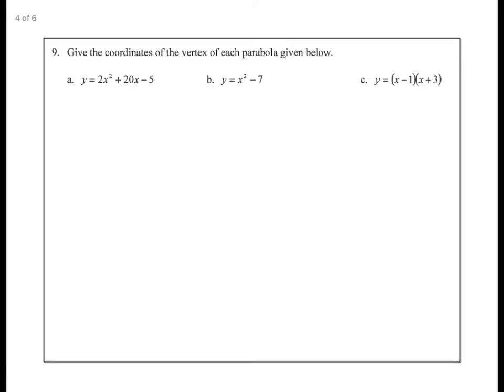Number 9 asked for the coordinate of the vertex for each parabola. Now these are in different forms. A and B are in standard form, and C is in factored form. If you think back to standard form, we had a really short formula that we used to help us find the axis of symmetry. Remember, the axis of symmetry is important. It tells us the x value for our vertex. So that is x is equal to negative b, or the opposite of b, over 2a. So for 9a and 9b, I'm going to have to use that formula to help.